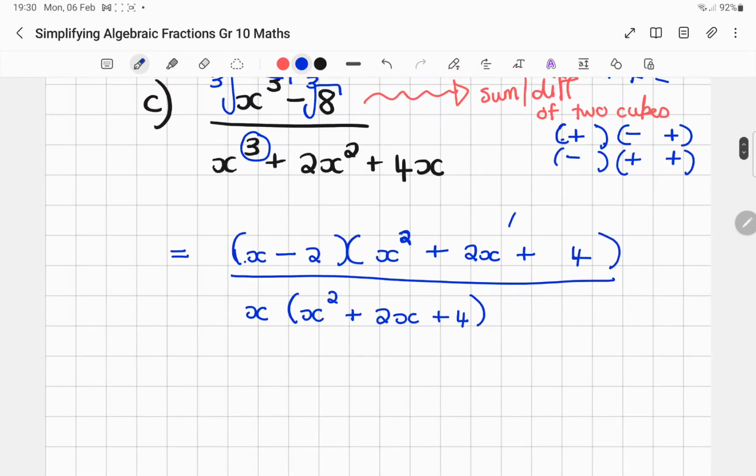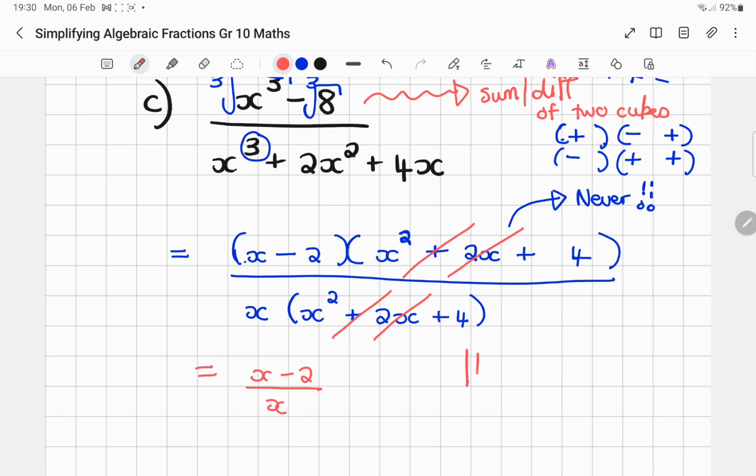Remember that this second part of a sum or difference of two cubes can never be further factorized. So as it is there, that's the way it will stand. And luckily, can you see this big bracket over here cancels out because it's exactly the same as that bracket over there. And we are left with x minus 2 over x. Woo, happy chappy.